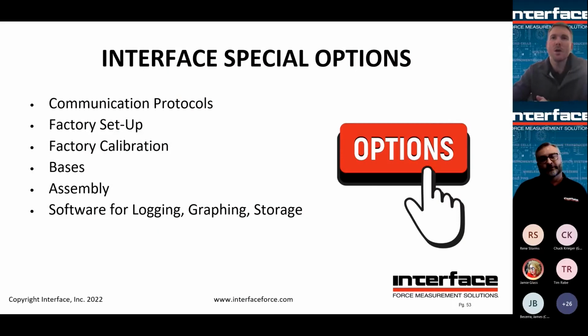So special options, wireless and accessories. A lot of these have different communication protocols. Like I said earlier, a number of these indicators can talk to just about anything on the market. Factory setup. So depending on what kind of scale you get, a lot of times we can do a lot of that at the factory. We can calibrate it at the factory, but it is always recommended to calibrate once it's on site. Different bases, different assemblies, and we could do software, logging, graphing, and storage.